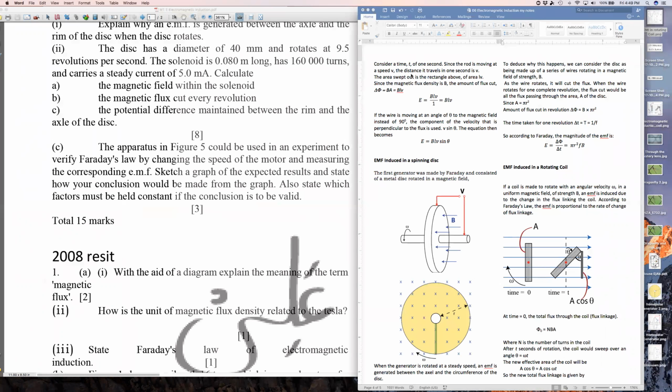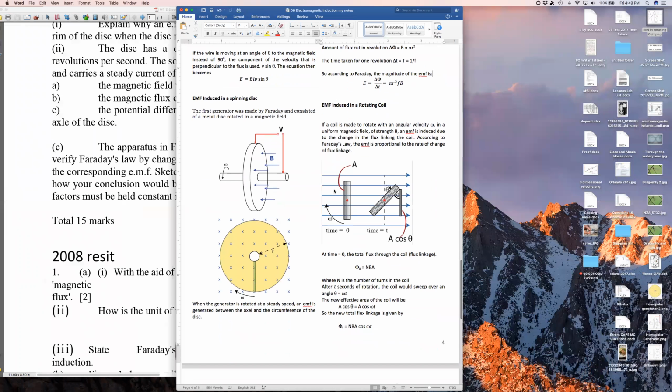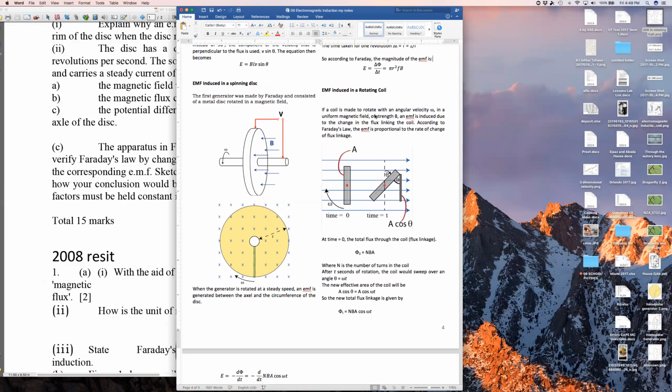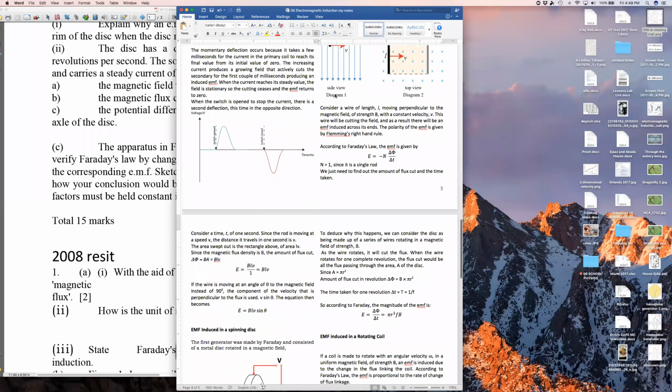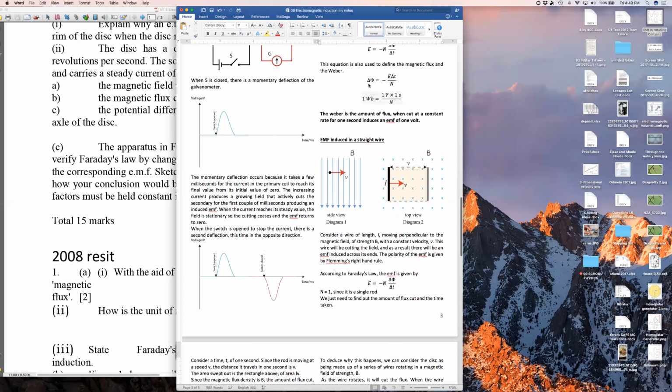So that's the first idea on this handout. The next idea is, again, there are 3, right? I said I want the commonality seen. EMF induced in a straight wire, what are we going to use? That equation. That's Faraday's and Lenz's law.